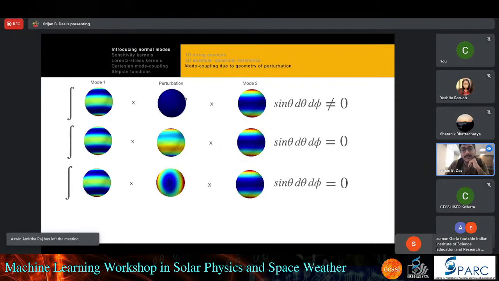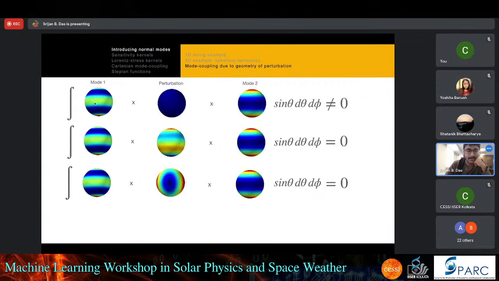And we'll see that the way these modes actually encode this perturbation is through an integral that involves the product of three spherical harmonics. You can think about this as some sort of selection rules. So in the first case, as you see, it's an axisymmetric mode, and the perturbation is just a constant, so it's also axisymmetric. And the second mode that gets coupled to the first mode through the perturbation is also axisymmetric. And if you carry out this integral over the whole sphere, the spherical surface or the solid angle, you'll see that this is going to amount to a non-zero finite value.